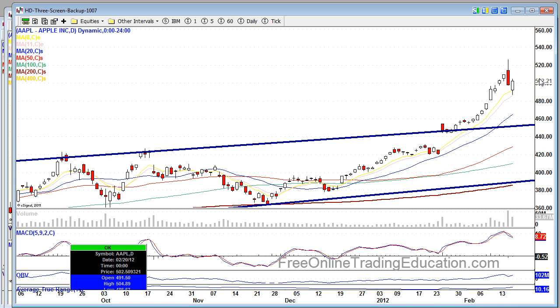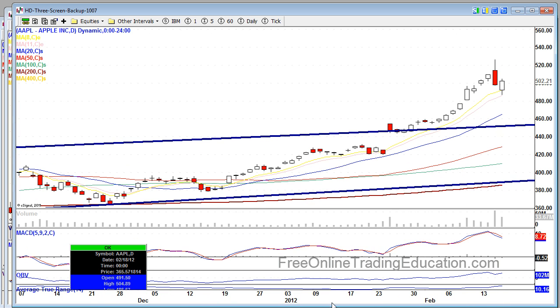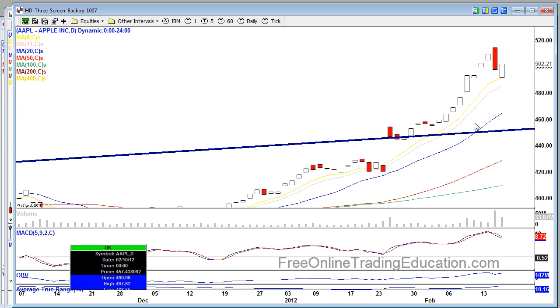Now these are more exotic terms. You don't need to know all those terms to make money in the markets, but if you want to learn all these terms, certainly go to the chart school at freeonlinetradingeducation.com, learn all those patterns, print them off, and share them with friends, because they can help.